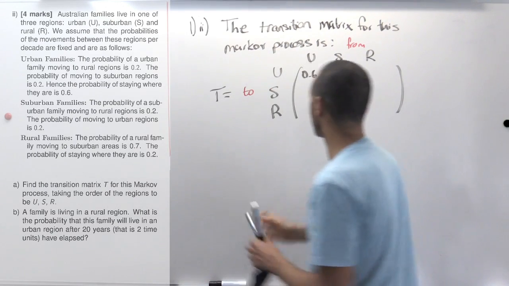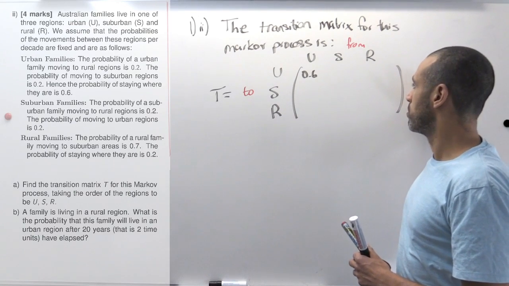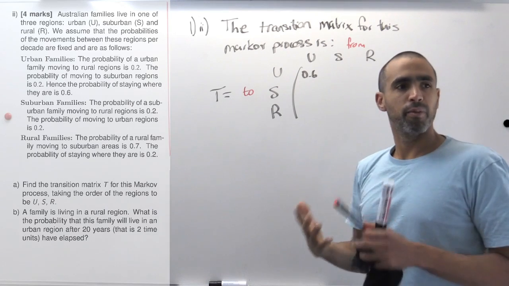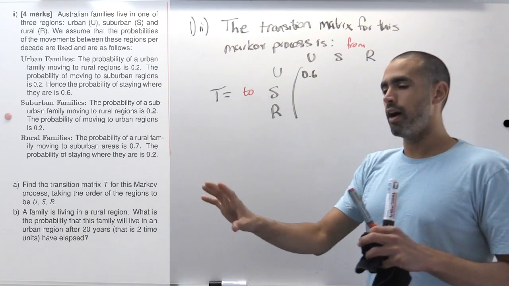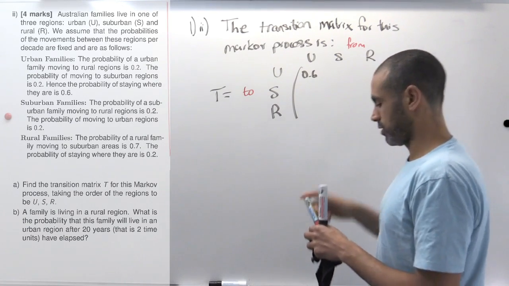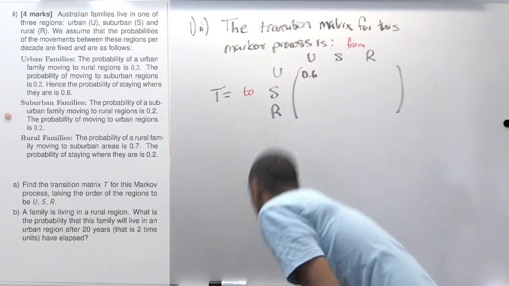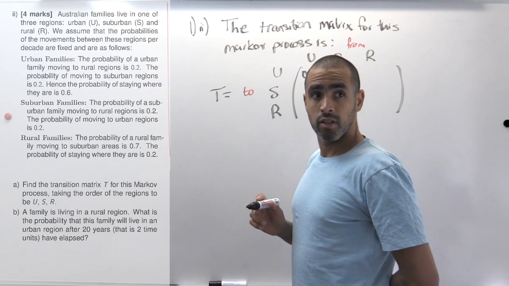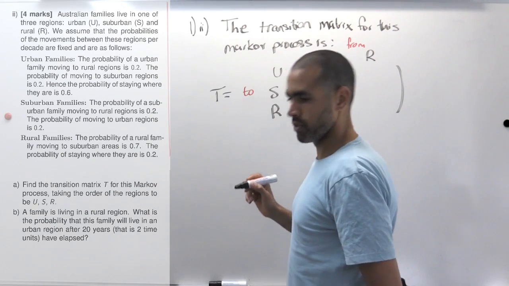The way I remember this is I multiply it by the column matrix 1, 0, 0, so that tells me the second part of the question. It tells me the probability of somebody moving from urban to something else. And then I can read that off. Basically, it's the first column. So I like to think of it as old information coming in and new information going out. That's my way of thinking of it.